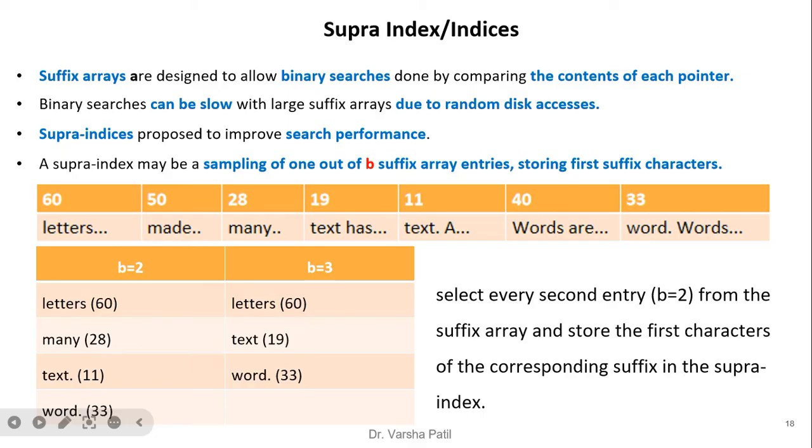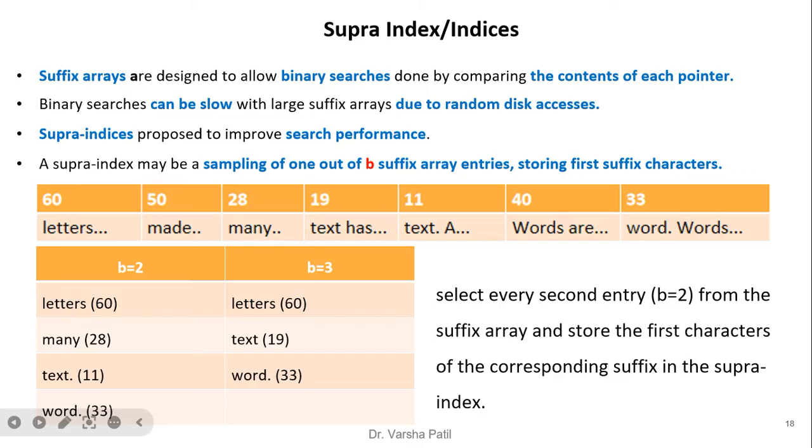Now this will be clear with the example. Now this is the suffix array for the given example, in which 60, 50, 28, 19, 11, 40, 33 are the locations of the text positions, and the letters are made, many, text. This is nothing but the start with the particular word.